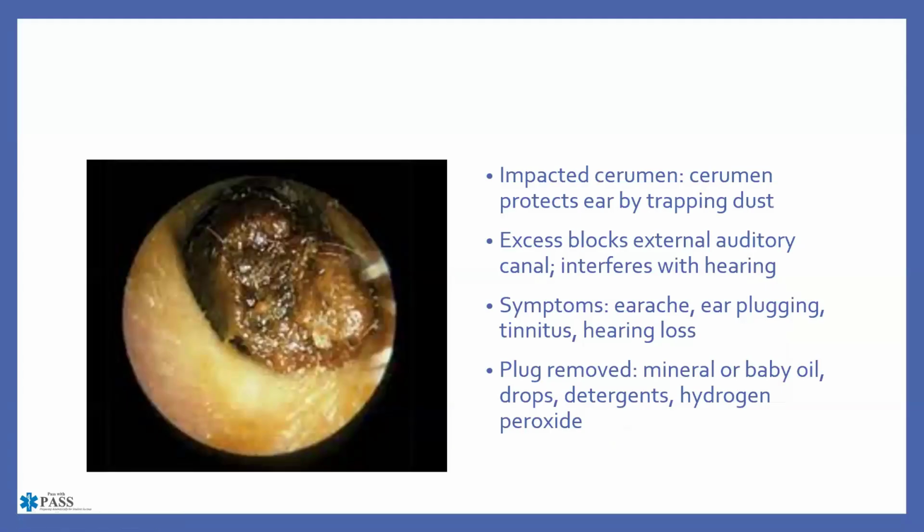This is what impacted cerumen looks like. So if you were to look through a scope into somebody's external ear, you may end up seeing something that looks like this. It obviously gets very dark, and it is there to trap foreign bodies basically from getting into the inside of the ear. And that's why we always say that having some earwax is actually a really good thing. You don't want it to all be gone.